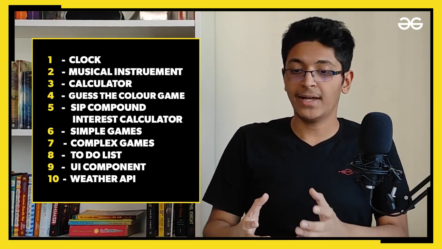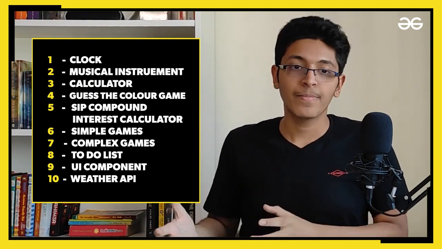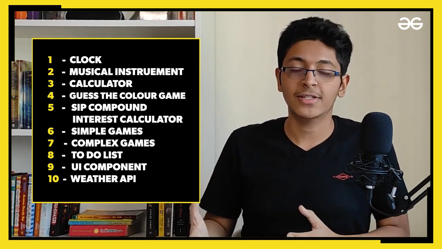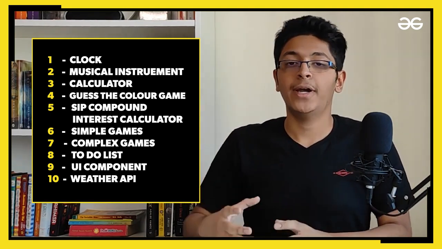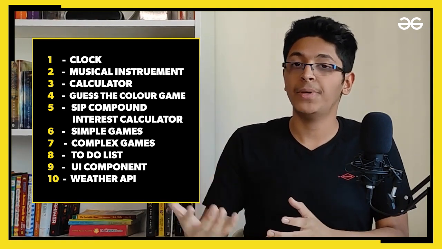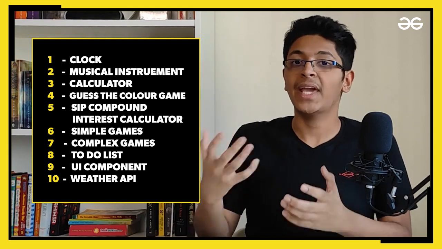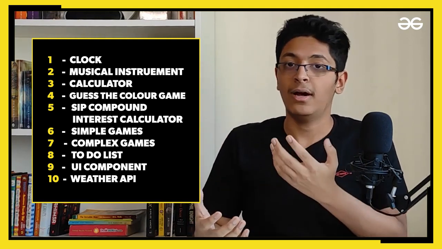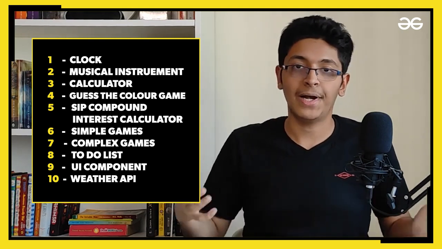Let me just go through them once again so all of you are clear with what you want to build. Starting off, you want to build a JavaScript clock, a JavaScript calculator, a JavaScript musical instrument like paratab.com. You can also build a SIP compound interest calculator. You can build a UI component. You can try to build a weather map using some API. You can build a guess the color app as well. And then you can also try to build some games. Maybe that can be Tetris, Flappy Bird, or you can also build Snake, Pong, Maze, whatever you want to build. So yeah, this would be the list of all the projects that you can make.